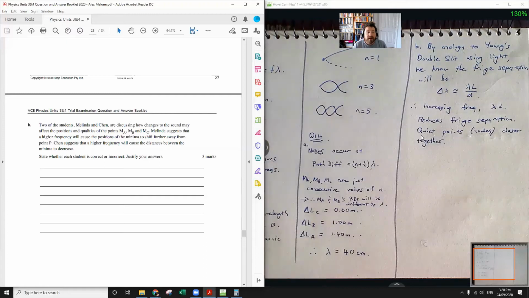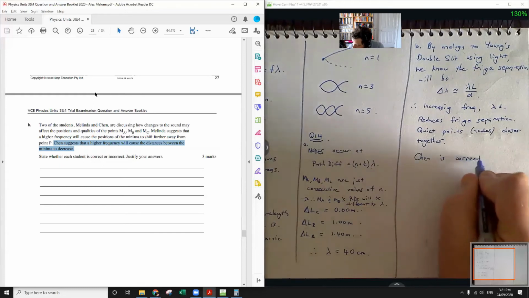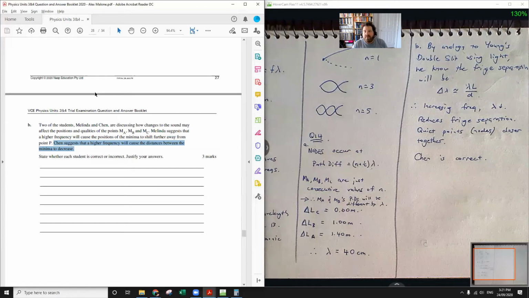Close together, right? And then on all these questions where there's this argument between people, it's a pretty standard question type. You've got to really explicitly say who's right. Okay, so Chen's saying that the distance between the minima is going to decrease. So Chen is right. Chen is correct. The key things that you want to capture in your answer are, if the wavelength decreases, then the distance between minima decreases. Therefore, Chen is correct.